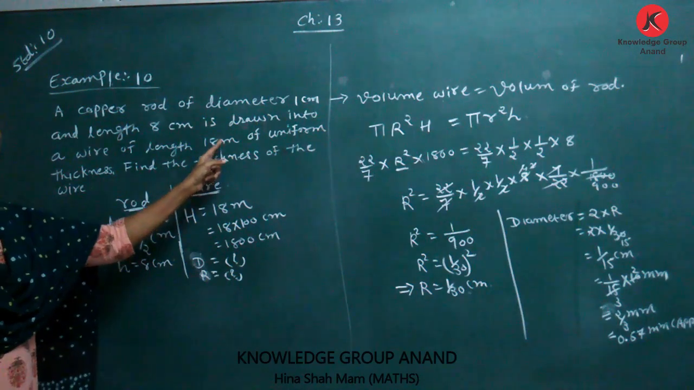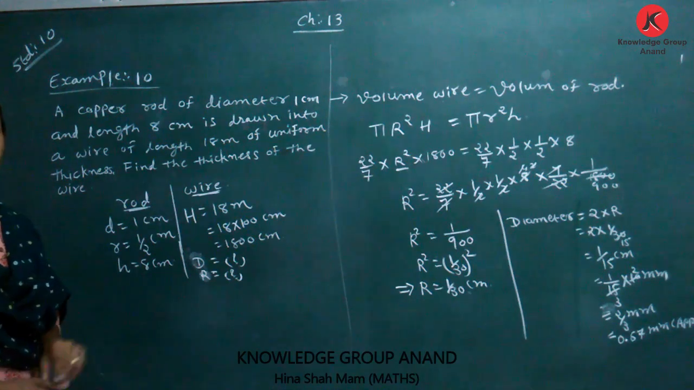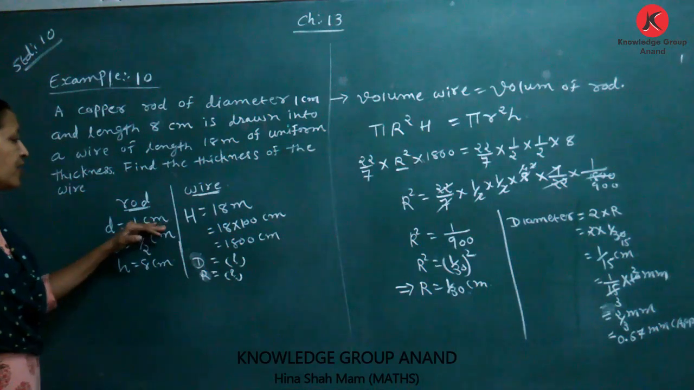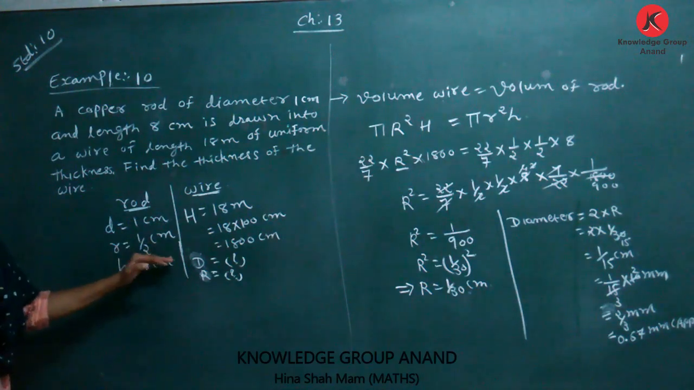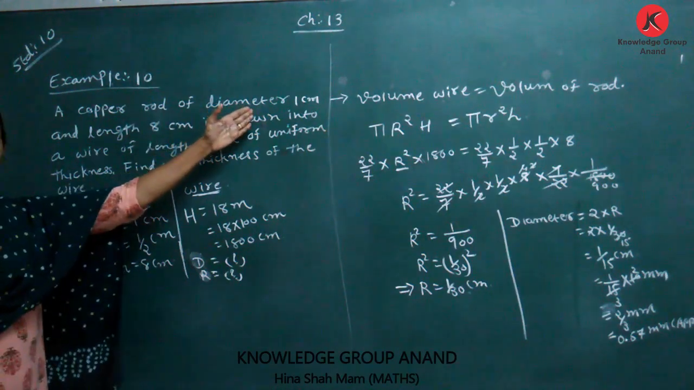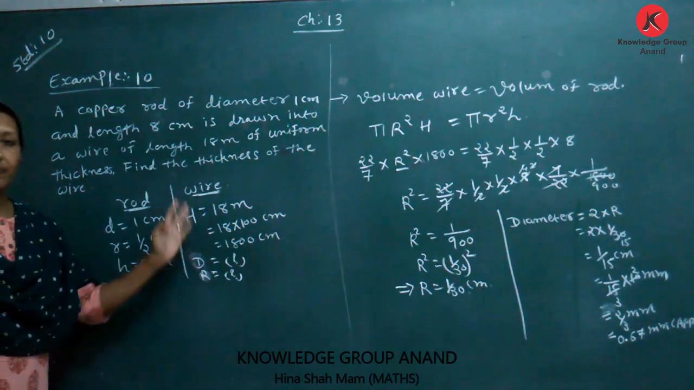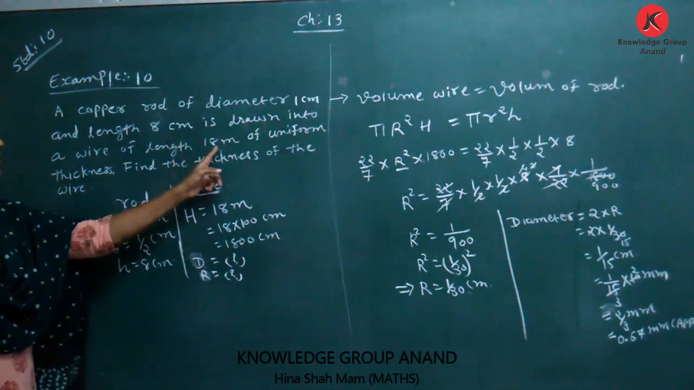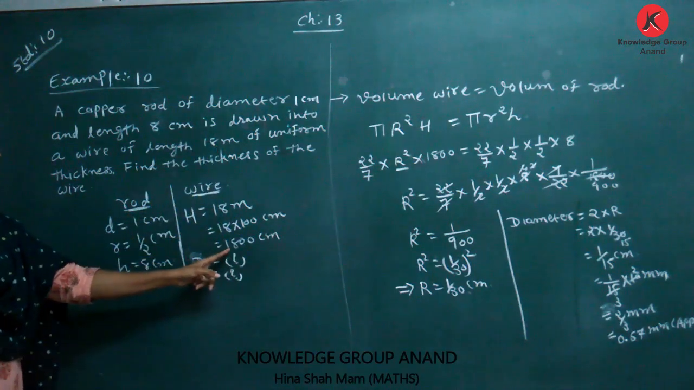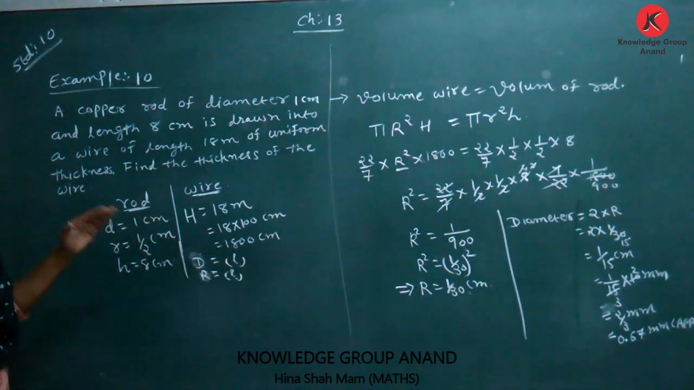Again, a copper rod of diameter 1 centimeter and length 8 centimeter is drawn into a wire of length 18 meter of uniform thickness. Find the thickness of the wire. There are two solids, rod and wire. Diameter is equal to 1 centimeter, therefore its radius is 1 upon 2 centimeter. Height, that means its length, is 8 centimeter. Wire length, the height, is 18 meter, which is 1800 centimeter.